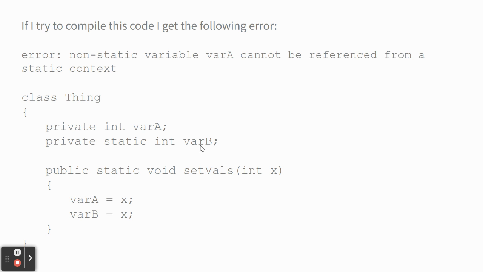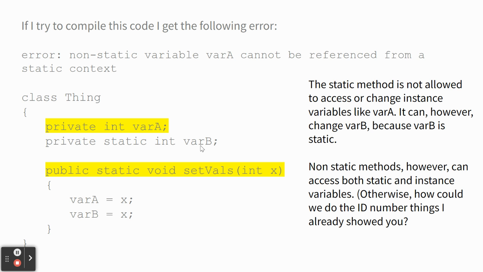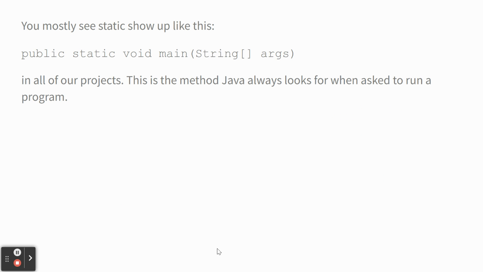And I wanted you to say, oh yeah, I remember. A static method can't access non-static variables. It can only access static variables. So the static method, what I just said, is not allowed to change that regular non-static variable. All right, so mostly we see this public static void main(String[] args), and that's the thing Java looks for when it wants to run a program.